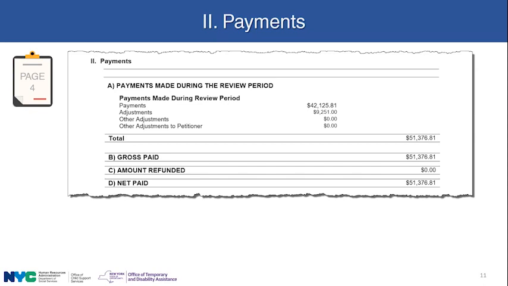Amount refunded reflects any money that is refunded to the NCP on this account. Since 2000, any refund that we make to the NCP will be issued on a separate refund account and therefore will not be reflected here. But for cases that we billed before 2000, any amount refunded to the NCP will be reflected here in Section 2C. The net paid will be the gross paid minus the amount that was refunded to the NCP.